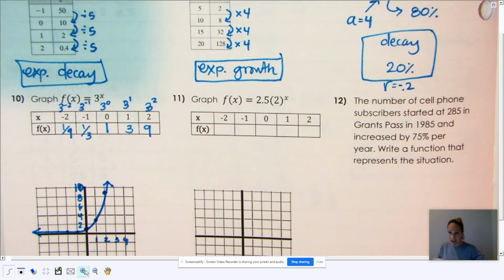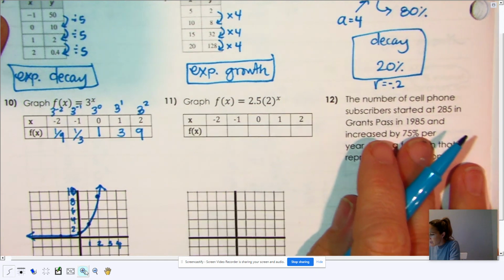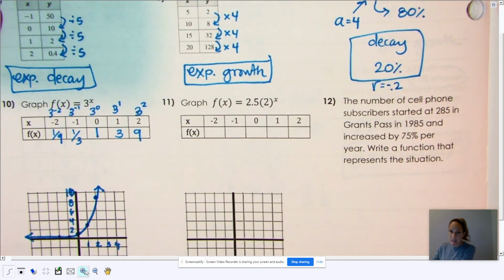So that's why it never, ever, ever actually touches 0, but it gets really, really close. Okay, and then looking at number 11, this one's a little bit more difficult. You see that decimal in there.